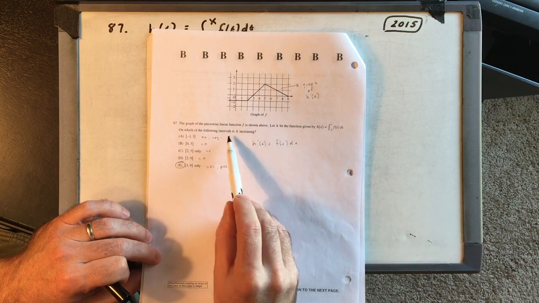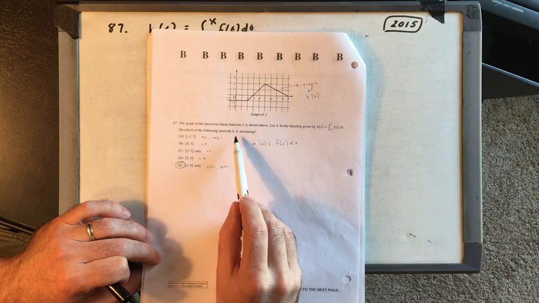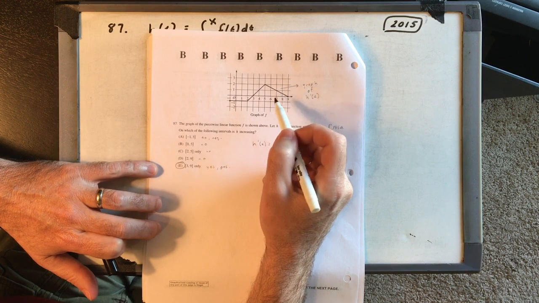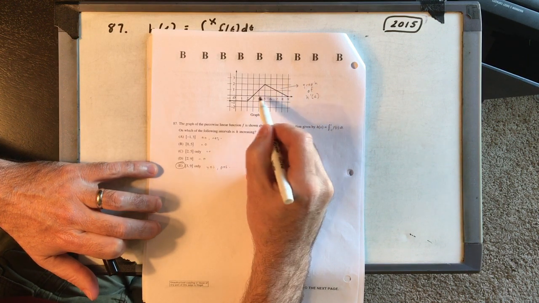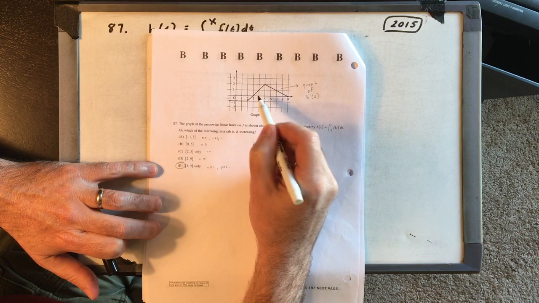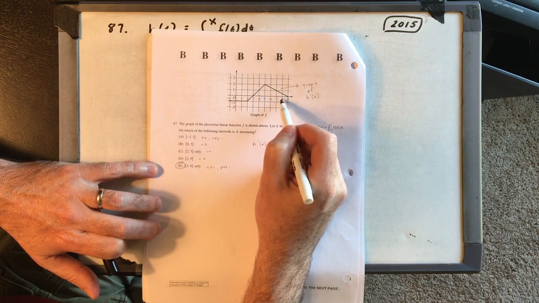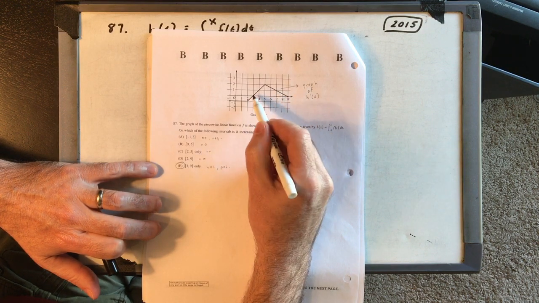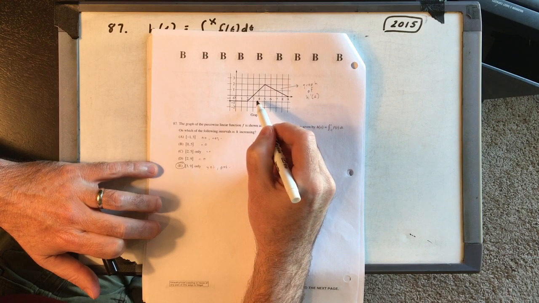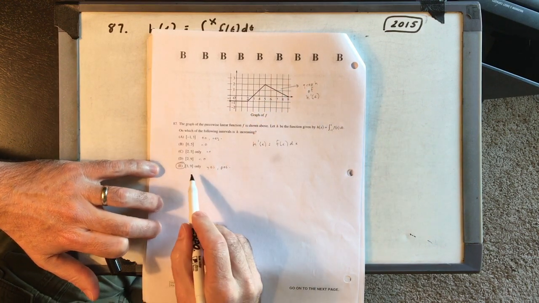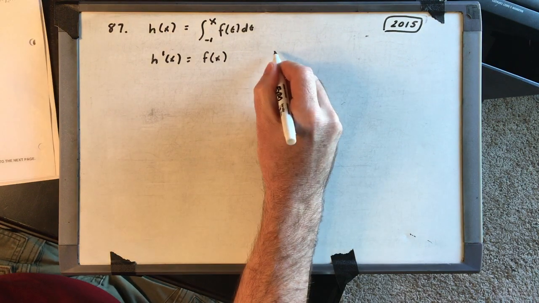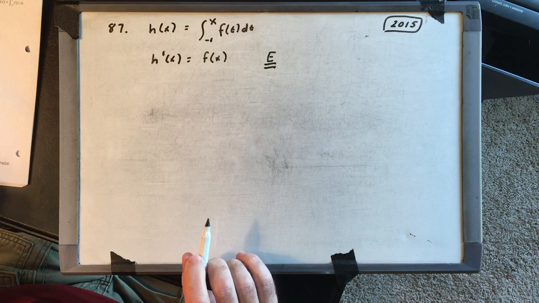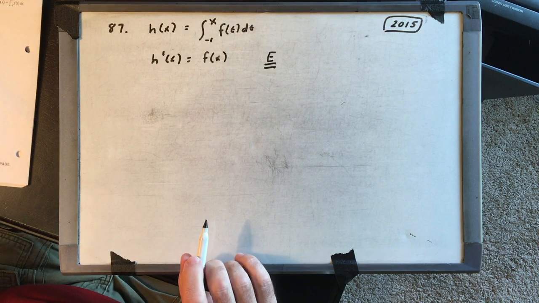On which of the following intervals is h increasing? Well, if it's a graph of h prime, the original function h is going to be increasing where the graph is greater than 0, where it's above the x-axis. If it's below the x-axis, it's decreasing. So you just have to memorize those rules. That's going to be between 3 and 9, and that is answer E. I hope you can see the graph well enough in the video to interpret that.